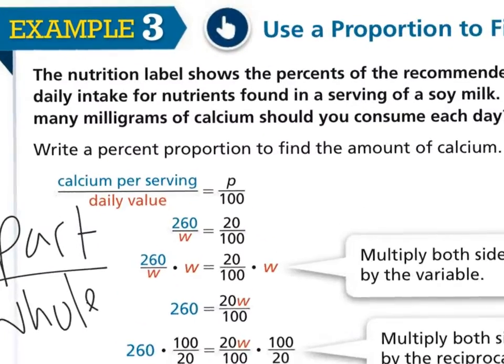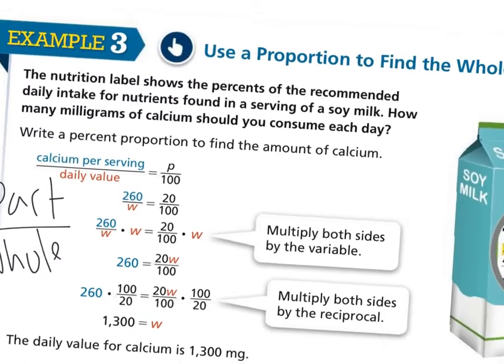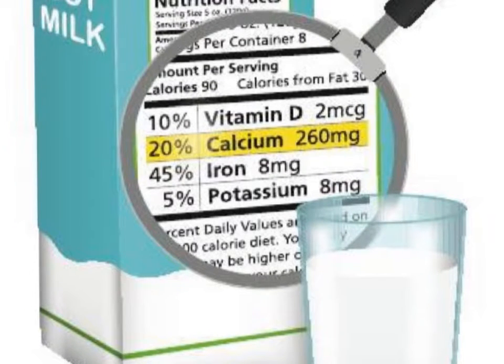Example 3, nutrition label shows the percents of the recommended daily intake for nutrients found in a serving of soy milk. How many milligrams of calcium should you consume each day? So if we look at this, they've got it highlighted for us, the calcium. And you can see this is 20% for a serving, 20% of your recommended daily intake of calcium, and it also is 260 milligrams.